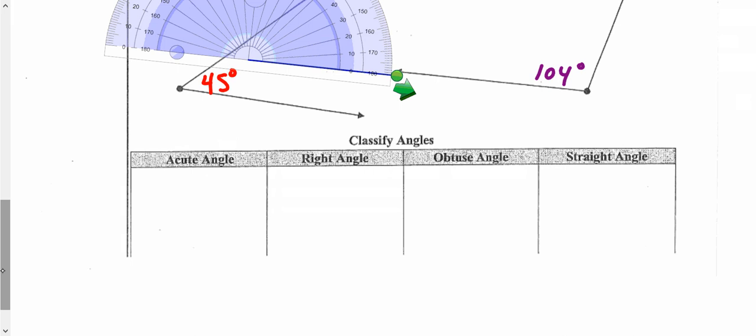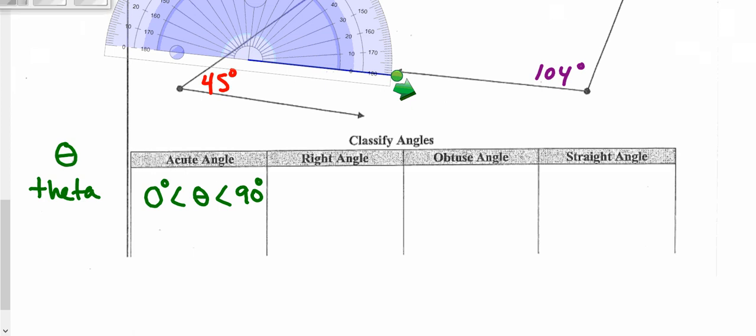Okay, so classifying angles, you've heard me mention this already, so let's go ahead and get some definitions in here. So an acute angle is going, and I'm going to use this symbol, this is theta, and that's used for unknown angles. It's a Greek letter in the Greek alphabet, but it's used mathematically as unknown angles. So I'm going to use theta here. So we're going to say that in this case, for an acute angle, we're going to have this between 0 and 90 degrees.